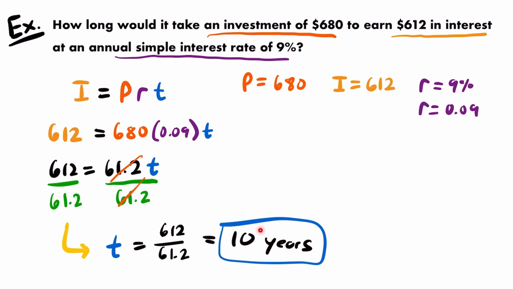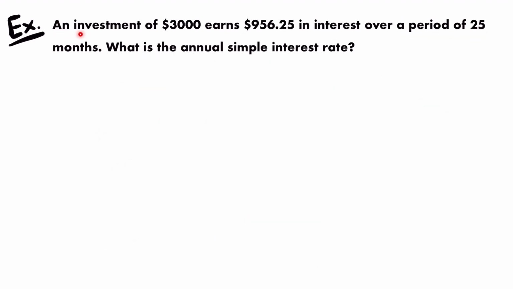It will take 10 years for an investment of $680 to earn $612 in simple interest at an annual simple interest rate of 9%. For our next example, we have an investment of $3,000 earns $956.25 in interest over a period of 25 months. What is the annual simple interest rate?